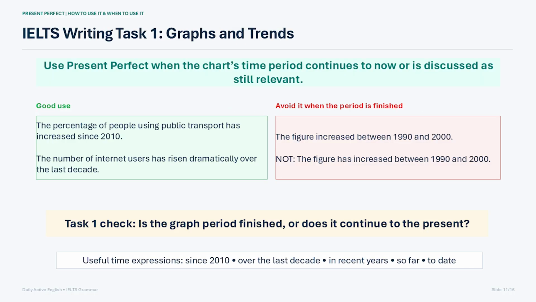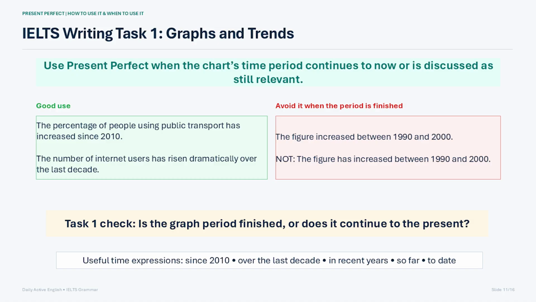In IELTS Writing Task 1, we often describe graphs, charts, and trends. The present perfect can be useful when the graph includes a time period that continues to the present. For example, the percentage of people using public transport has increased since 2010. This means the increase started in the past and continues up to now.